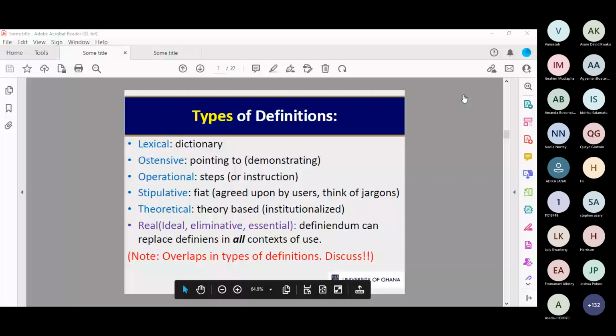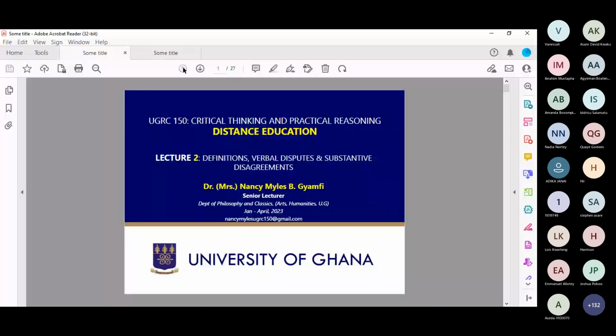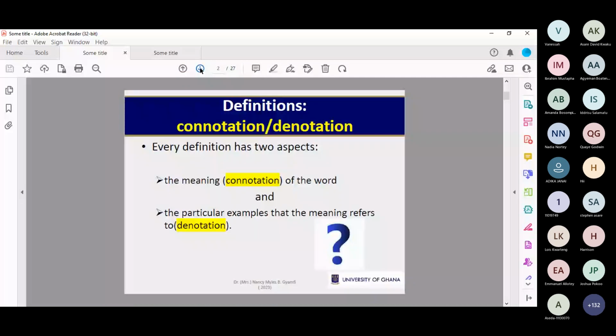So on our slide now, we see types of definitions, but I want to, like I always do, walk you back a little into previous content. So this unit is the Unit 2, discussing definitions, verbal disputes, substantive disagreements. If we're able to get to that, that will be fine. If not, wherever we get to, we'll build on it until we cover what we are supposed to cover.